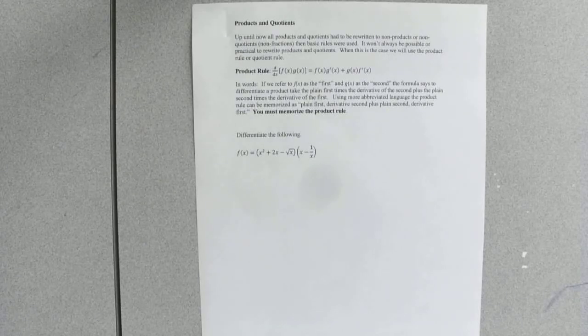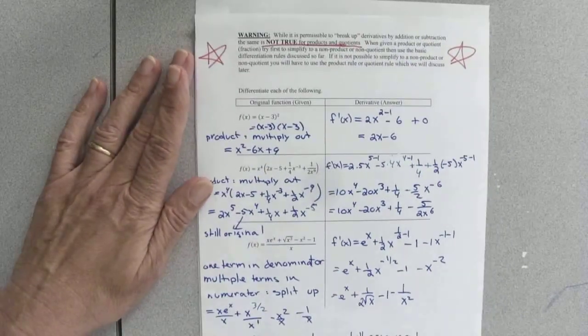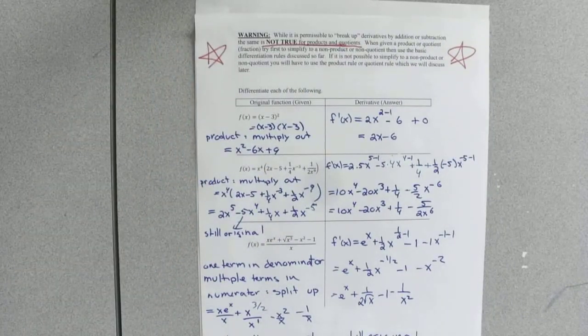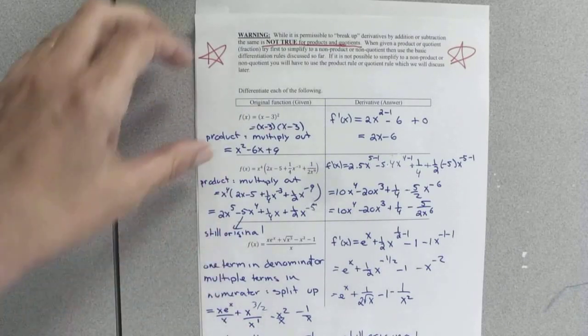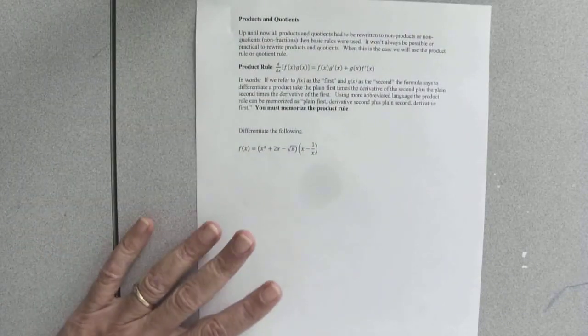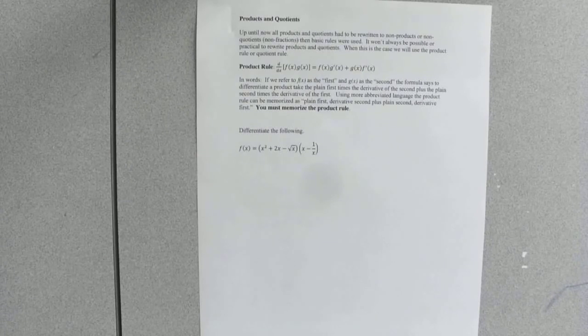On to the last two major rules in this section, product rule and quotient rule. When we started our basic rules, I gave you this warning right here, that while it was permissible to break up derivatives by addition or subtraction, it was not true for multiplication and division, products and quotients. What we've always done so far is get rid of products and quotients by multiplying out, using negative exponents, that sort of thing. It won't always be possible. So when it's not possible, you're going to use either the product rule or quotient rule, depending on the problem.